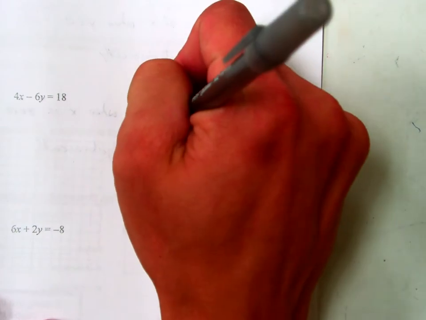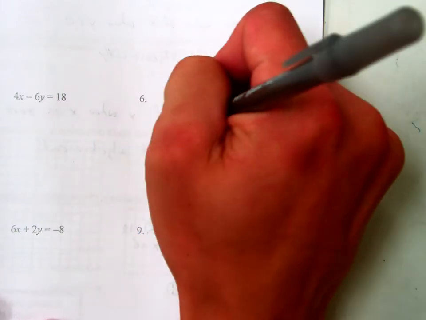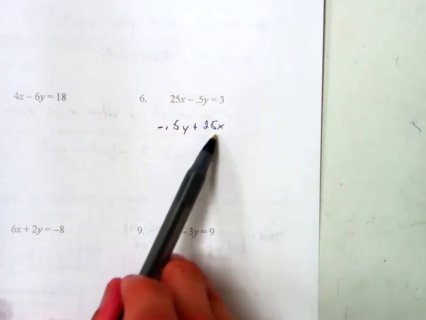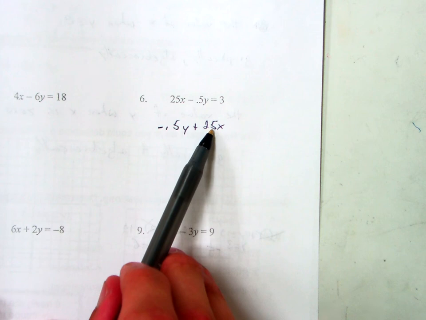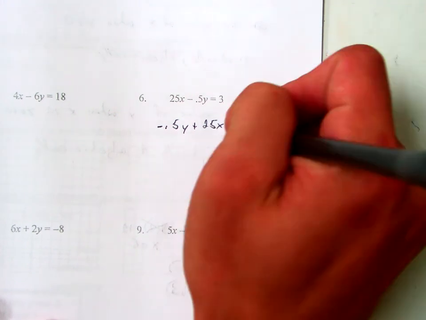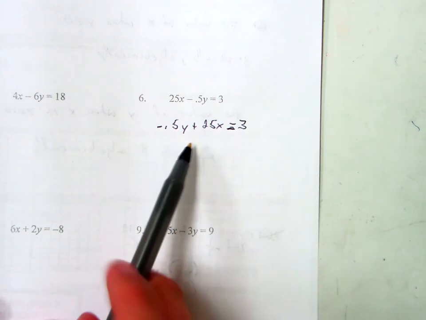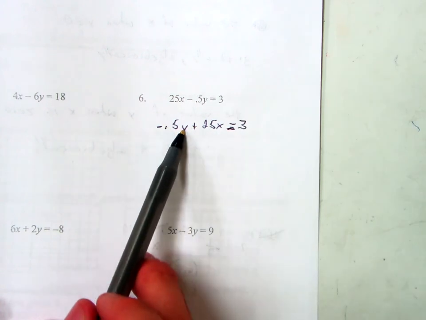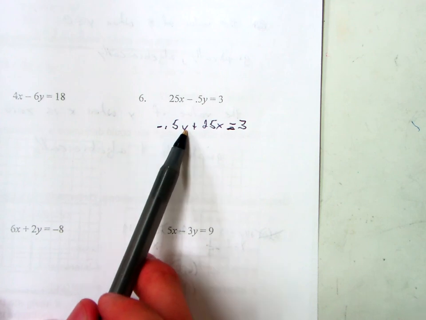If I did y plus 25x, that's much easier to see it that way. I didn't change the value of this whole equation. It's the same exact equation, just written a different way. I switched the way around. So now you can definitely see 25x is being added to the y's, the negative 0.5 y's.